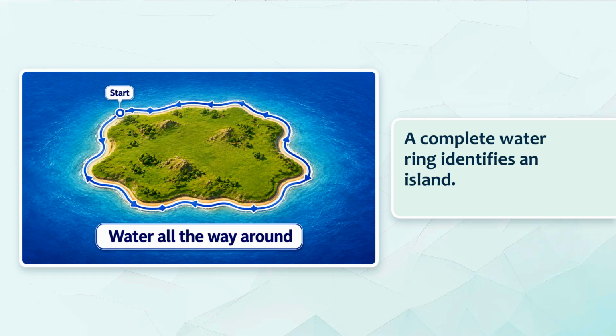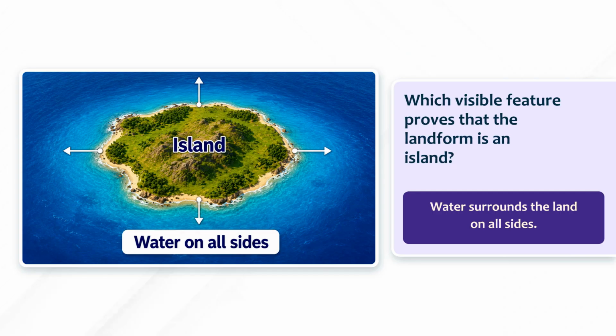The boundary gives the final proof. A complete water ring identifies an island. Every part of the shoreline meets water. Use the strongest clue in the picture. Which visible feature proves that the landform is an island? The outline makes the result clear. Water surrounds the land on all sides. The unbroken ring around the land is the proof.